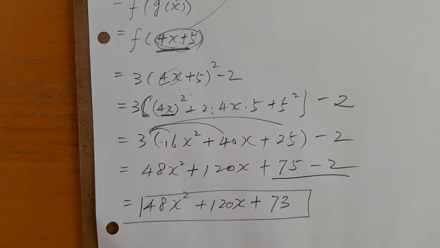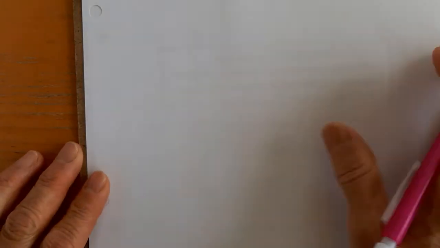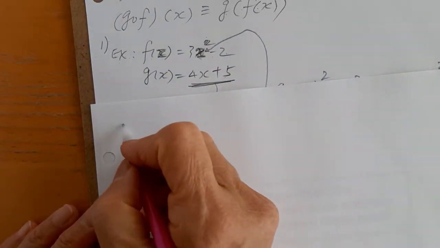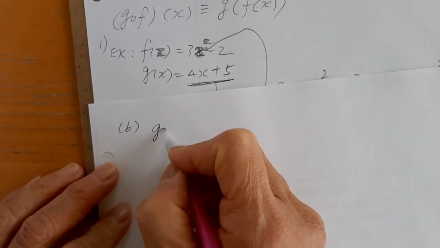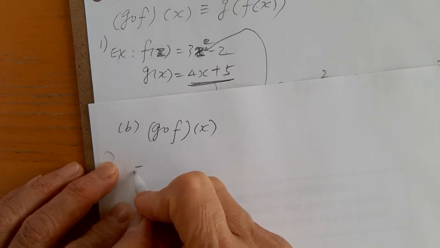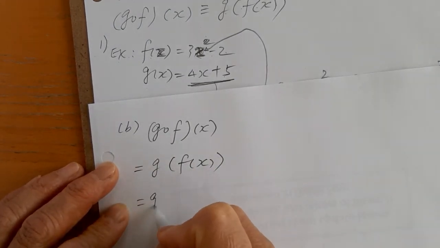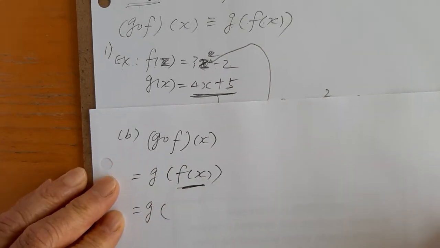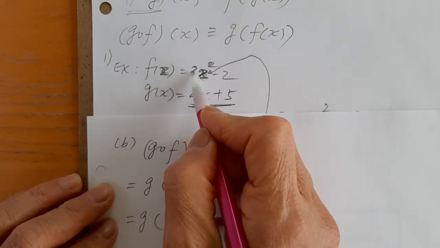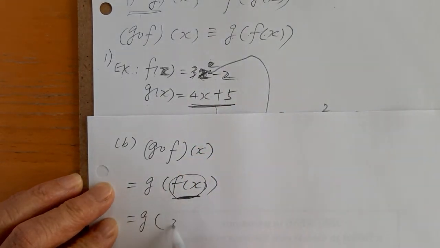And another one is B, about g circle f of x. According to the definition, it should be g of f of x. And what is f of x? F of x given here is 3x squared minus 2. So this f of x is 3x squared minus 2.